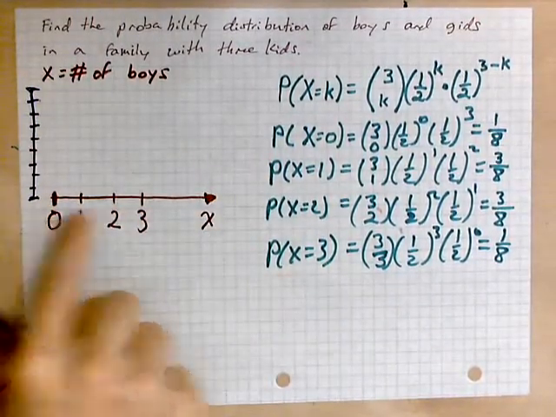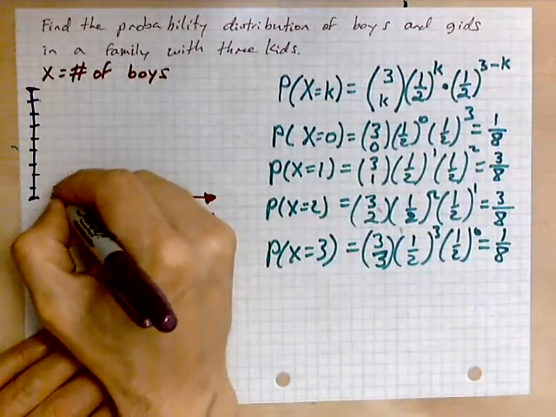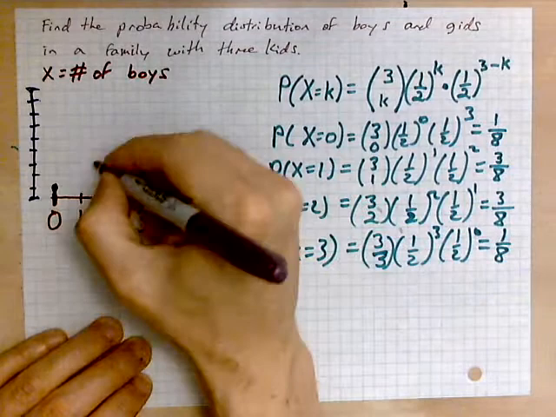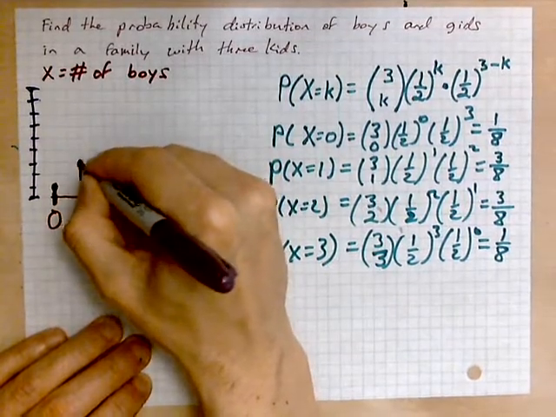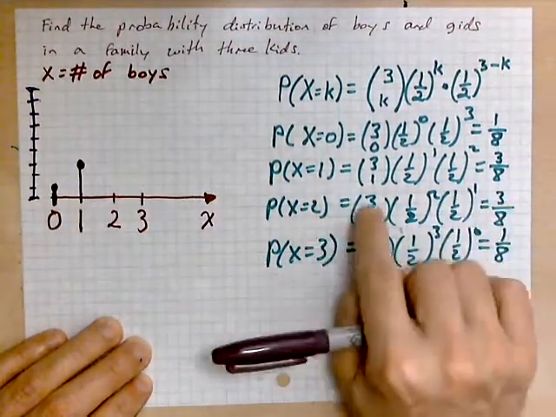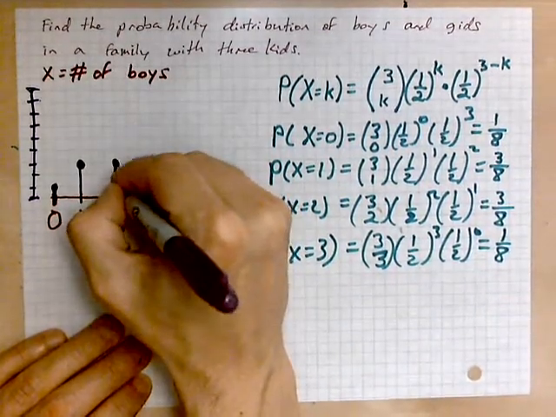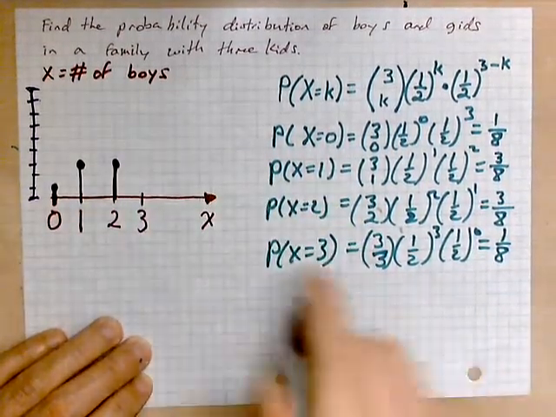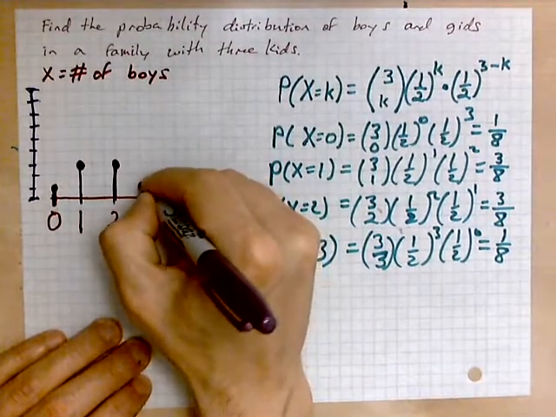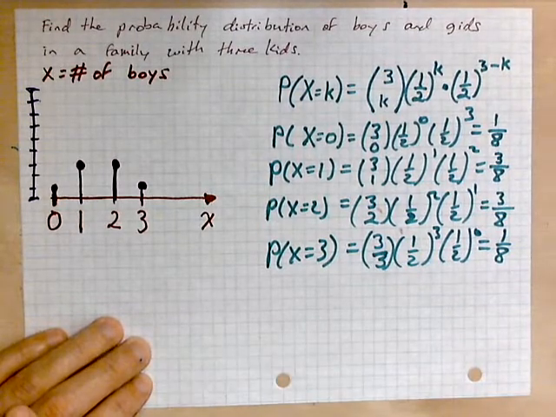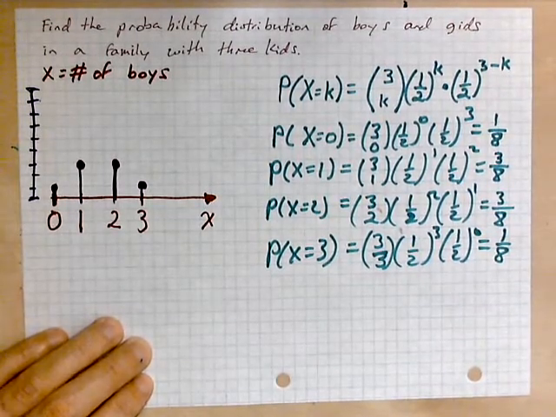So the probability of having 0 boys is 1/8. The probability of having 1 boy is 3/8. The probability of having 2 boys is also 3/8. And the probability of having 3 boys is again 1/8. So it drops off this way, and this is what we take as the probability distribution.